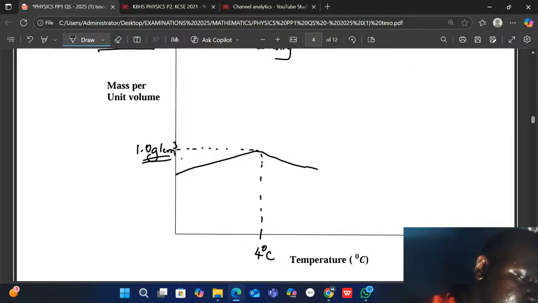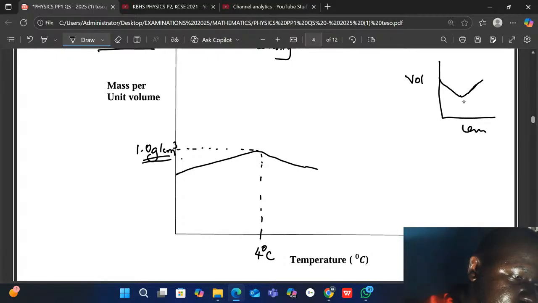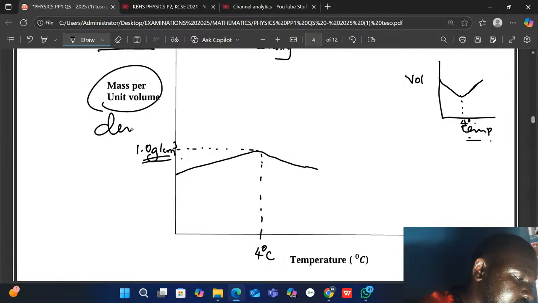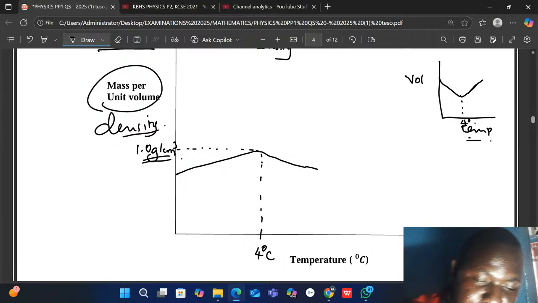The other one for volume, if we have volume against temperature, then we expect it to have the minimum volume at 4 degrees Celsius, like this. And therefore, especially this one, for density, you must show that the maximum density is 1 gram per cubic centimeters.